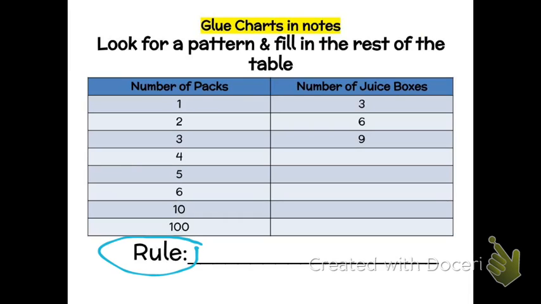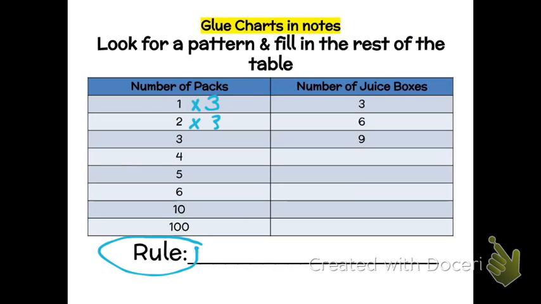As I look at this, when I look at my number of packs, for instance, if I have one pack, that means I have 3 juice boxes. So if I have 2 packs, I end up with 6 juice boxes. So I'm trying to look for a pattern where I am starting with a smaller number and ending up with a big number. Well, I know that 1 times 3 equals 3.